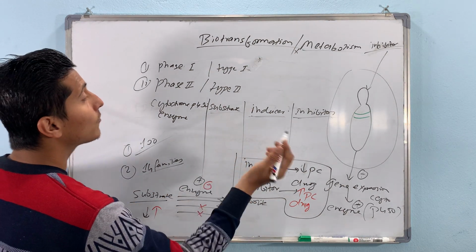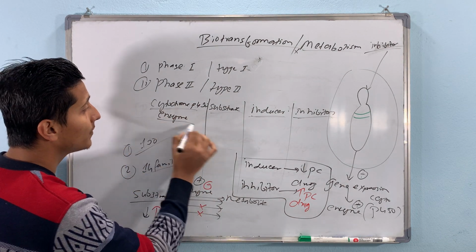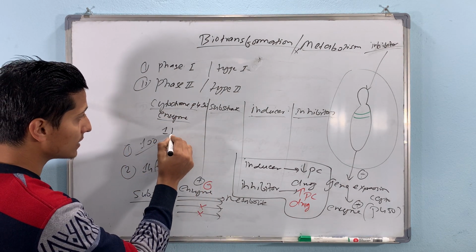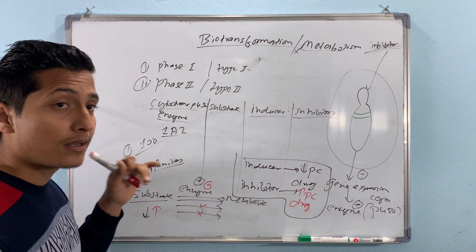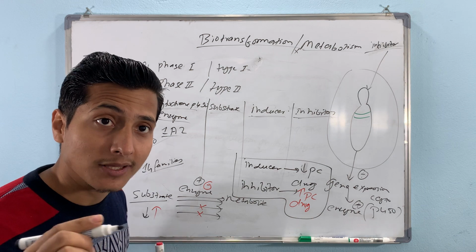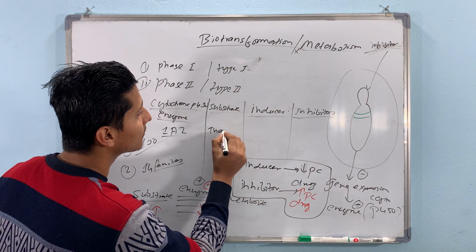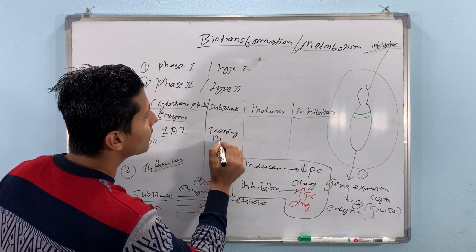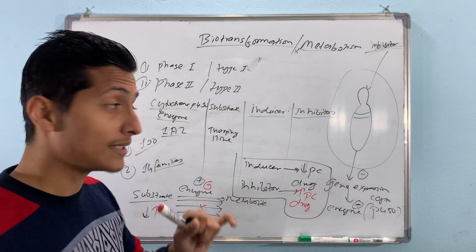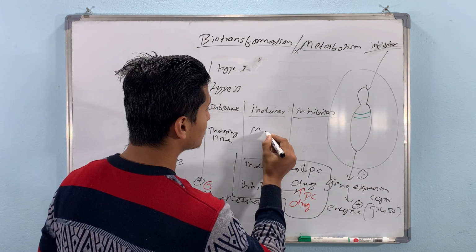Very, very important example from exam point of view. Suppose, in place of cytochrome P450 enzyme, let's take an example of one enzyme, 1A2. Now, in place of substrate, let's take an example of a drug that is very dangerous when we use it in high dose. That's theophylline.